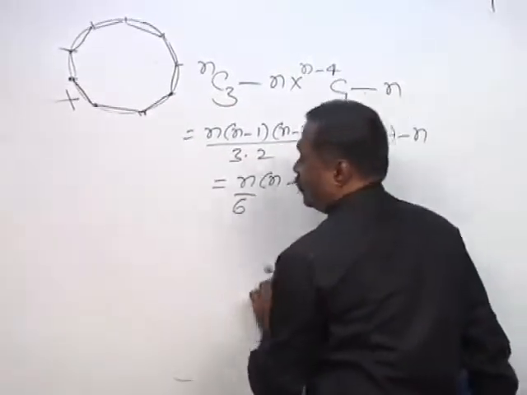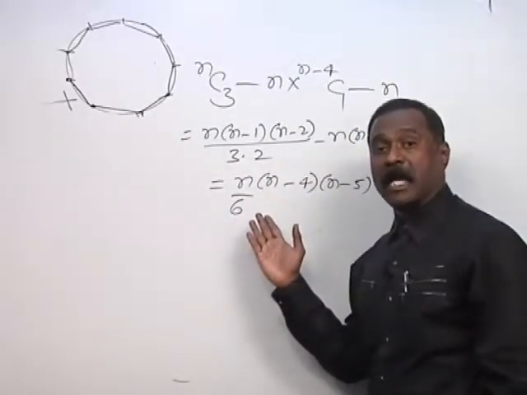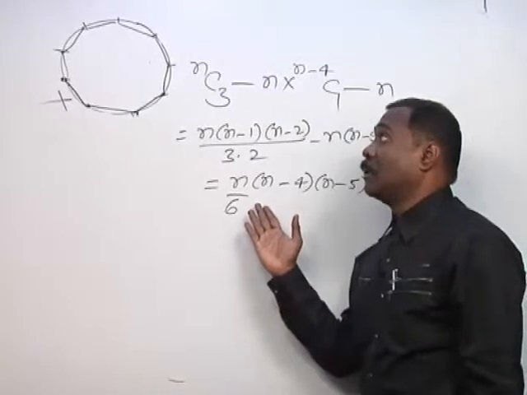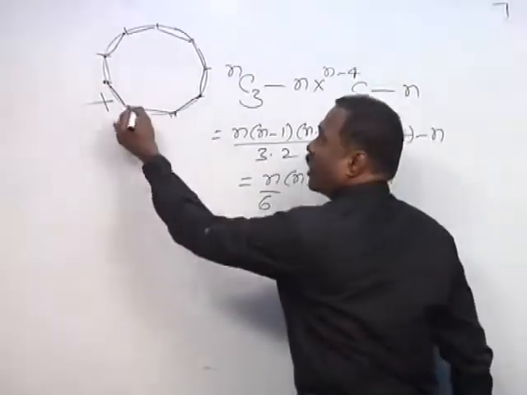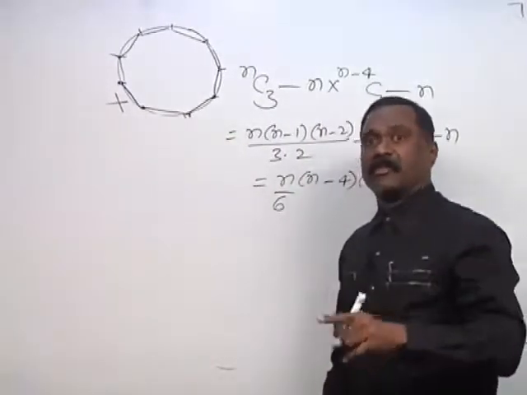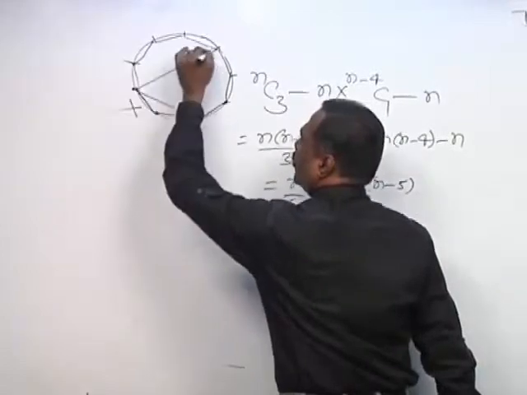For an n-sided polygon, I have derived the number of triangles that can be formed in such a way that no side of the hexagon is the side of the triangle. So that means this is one required triangle.